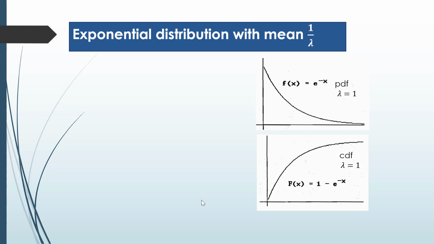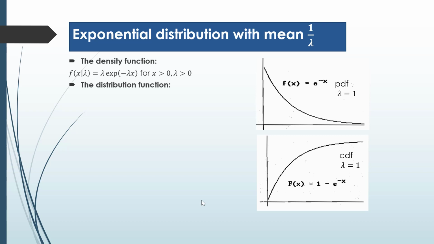Next distribution is the exponential distribution with mean 1 over lambda. So the first question, what is the density function? The density function is f of x given lambda equals lambda e to the negative lambda x, for x positive and lambda positive. The distribution function, the CDF, is to basically integrate from 0 to x, and don't forget to change variable. So integrate from 0 to x of f of t, lambda dt. You have 1 minus e to the negative lambda x, for x non-negative and lambda positive.